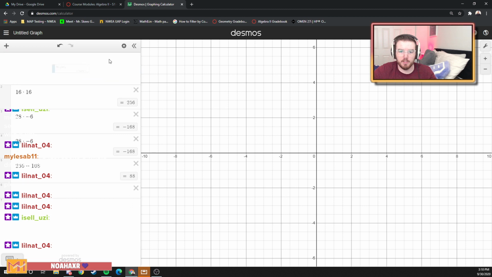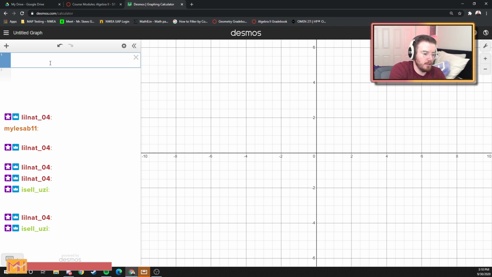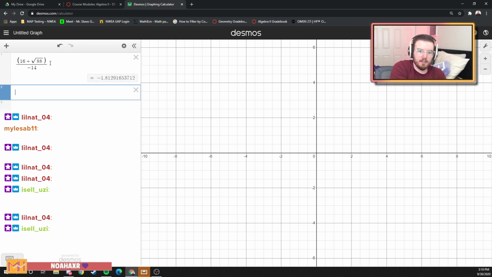So I suppose to finish this out, what I had on my page was 16 plus the square root of 88 divided by negative 14. So there's that answer. And then I'm just going to go ahead and copy this, and I get 16 minus root 88. So my two solutions are actually both negative. So I end up with negative 1.81 and negative 0.47.